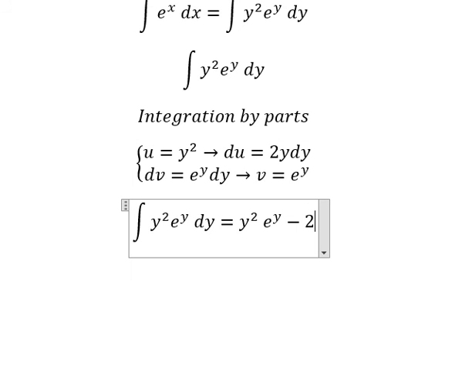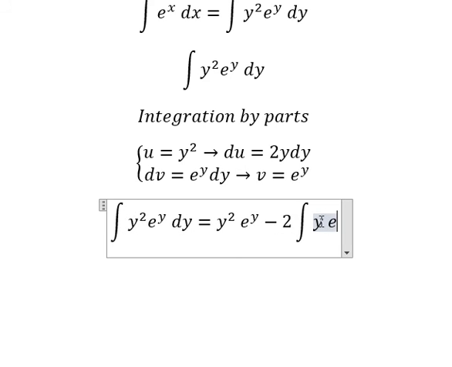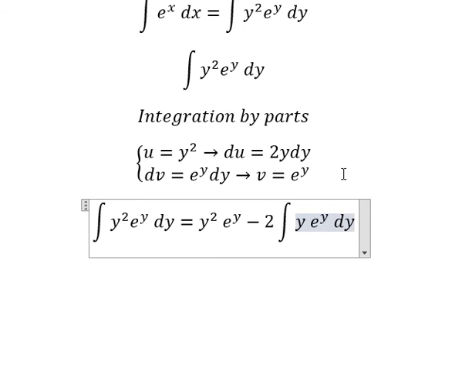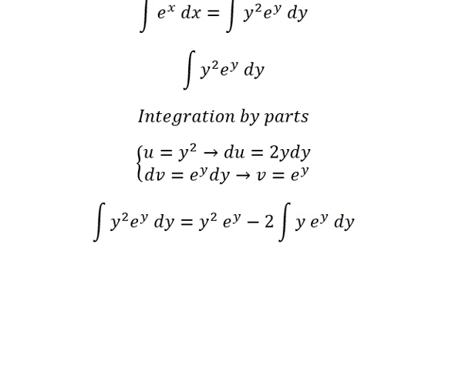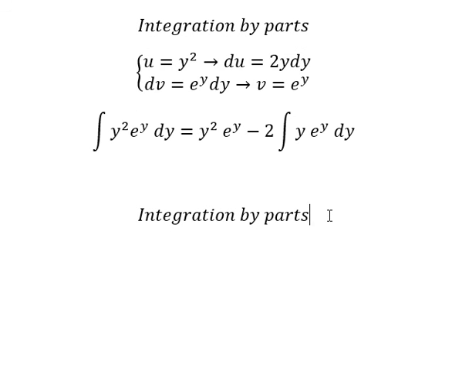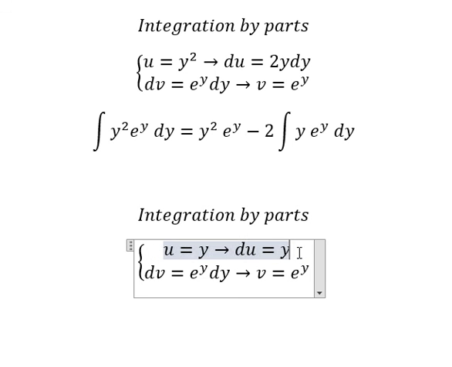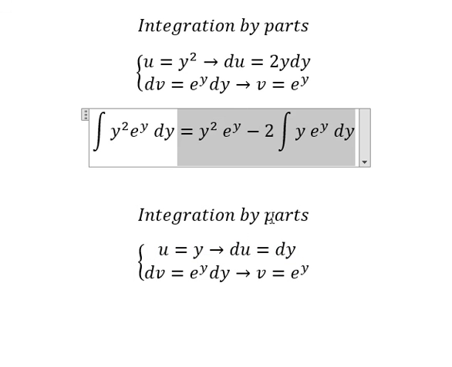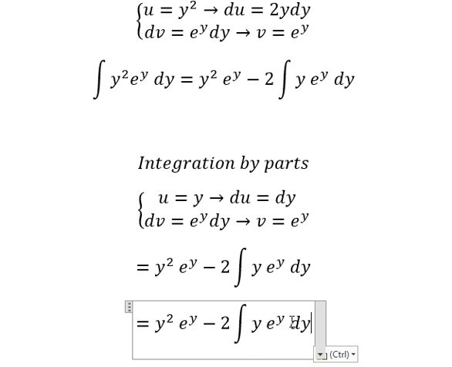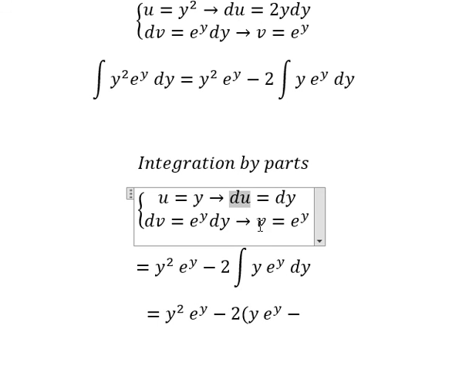So we have number 2, and later we have the integration of y e to the power of y dy. Next, we continue using integration by parts again. But this one is about y. This one we have dy. So this one we have u multiplied by v. So we have y e to the power of y minus du multiplied by v.